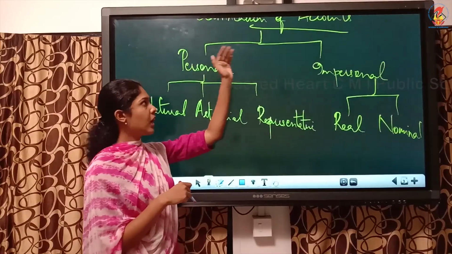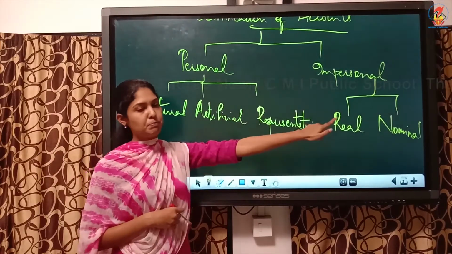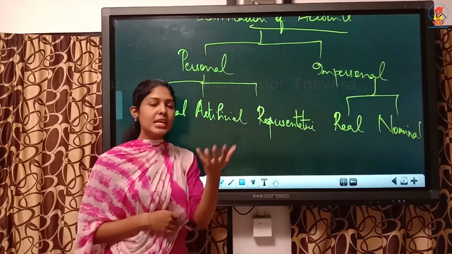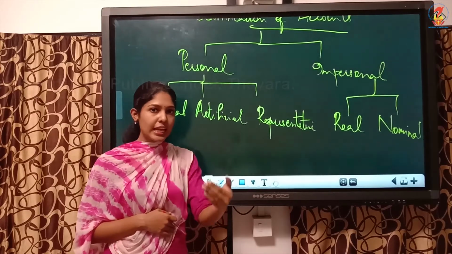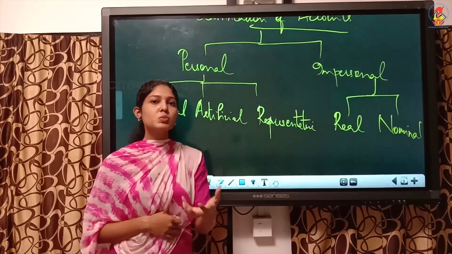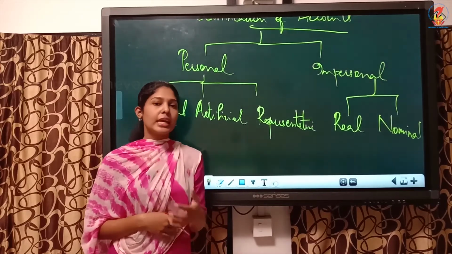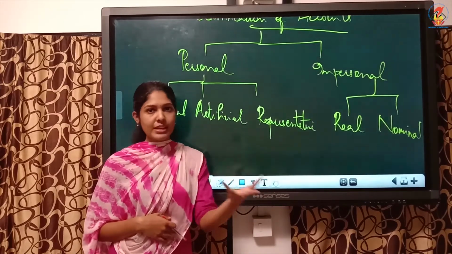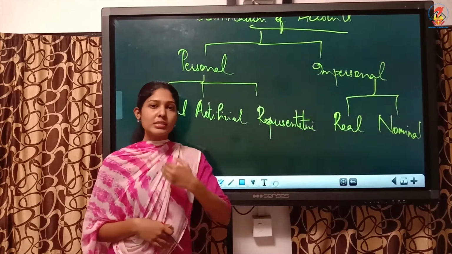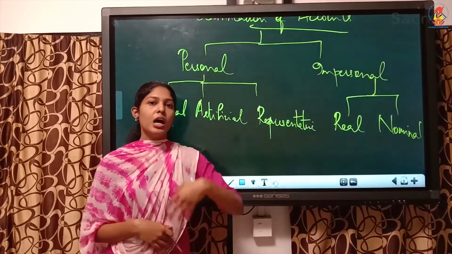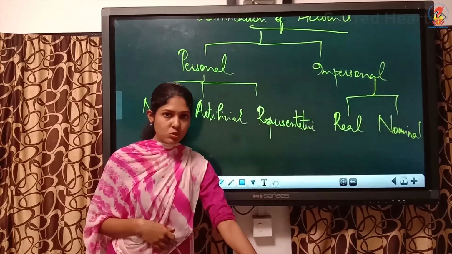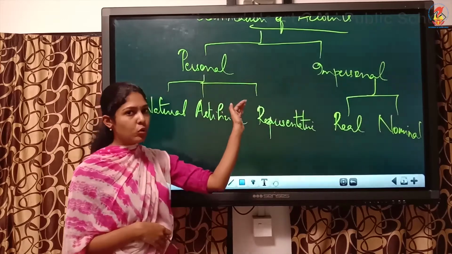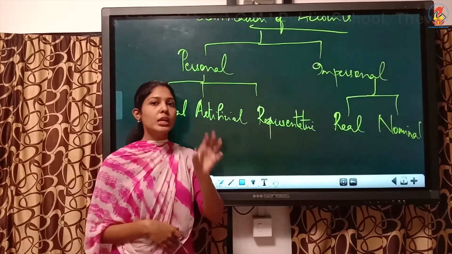We can classify accounts into two, personal and impersonal. From the name itself you can understand what is personal. Personal account means accounts related to persons. Persons need not always be individuals. It can be firms, companies, institutions, debtors, creditors. Sometimes if you are selling your goods on credit to another firm, in that situation the debtor is a firm. It's not an individual.